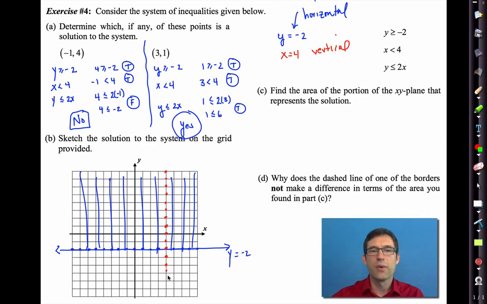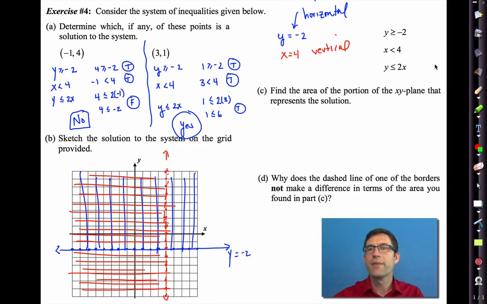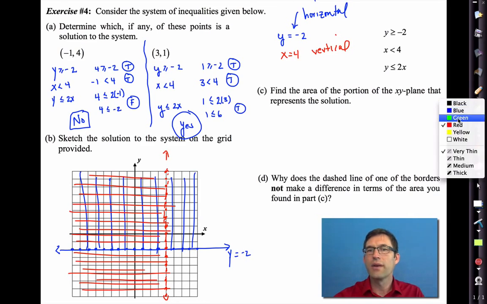Solid or dashed? Well, it's just less than, so that seems like it's dashed, right? That's definitely dashed. Okay, and let's see, it's less than, so this is going to get to be a little bit of a complicated picture, but that means we've got to shade to the left. There we go. And let me do the last one in green.